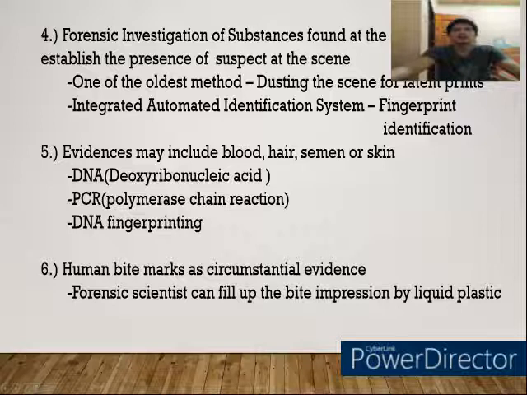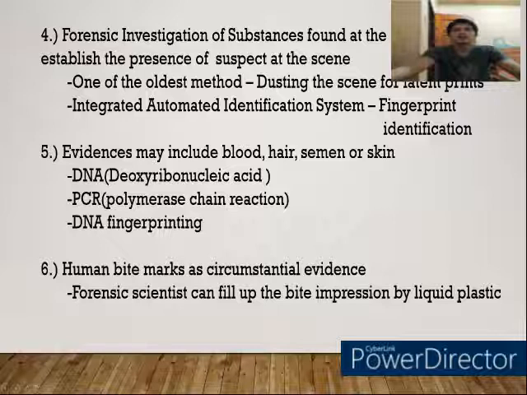So the next is PCR, or polymerase chain reaction. PCR can duplicate or multiply the DNA from a small sample. This produces an adequate amount of DNA to compare with the sample DNA from the suspect or the victim. Next is DNA fingerprinting. The employment of DNA for identification is called DNA fingerprinting.